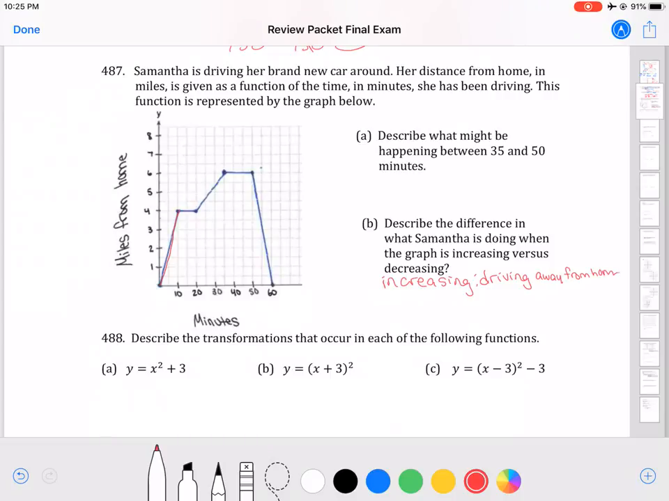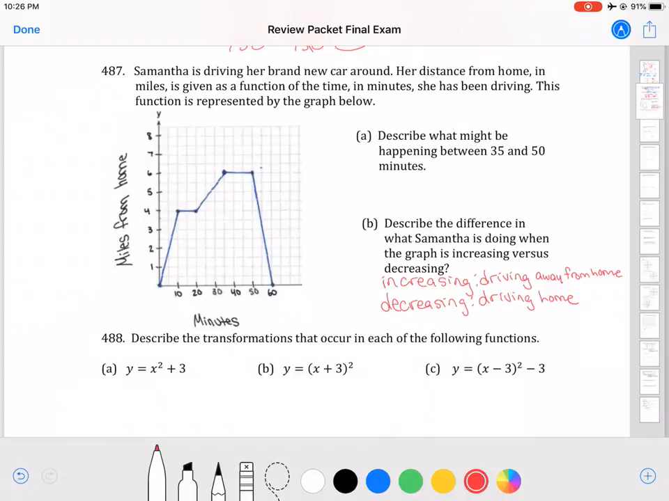So as the graph is increasing, she's driving away from home. Then when we got over here to the decreasing part of the graph, the number of miles from home was getting smaller. So if the number of miles away from home is decreasing, that means I am driving home or getting closer to home. Again, it just came from interpreting what the axes were saying and what was going on in the graph.